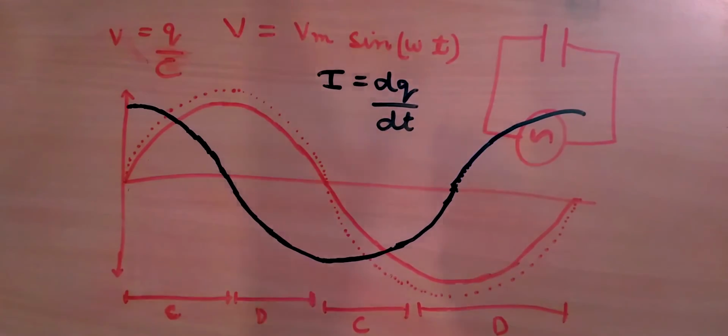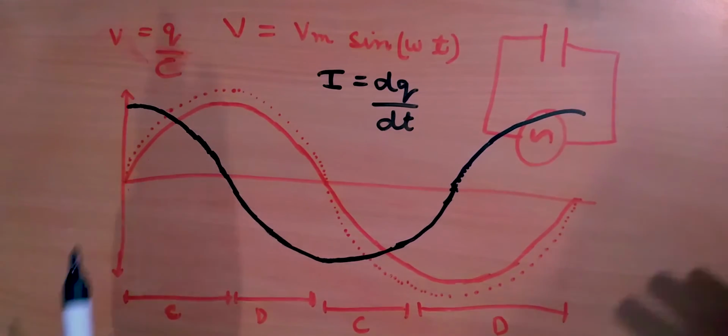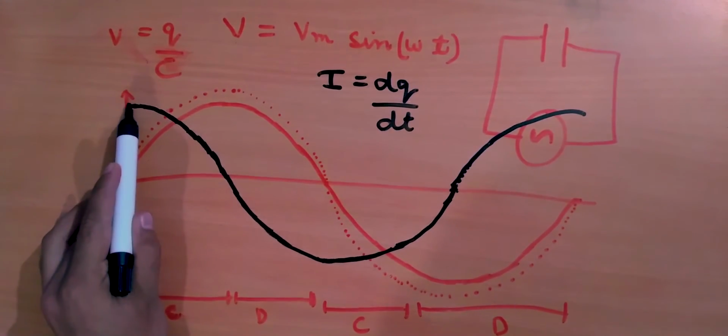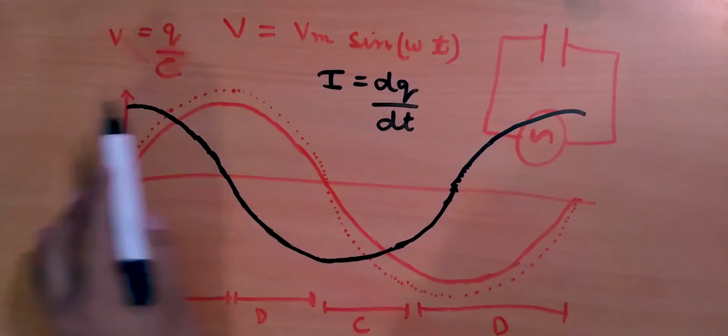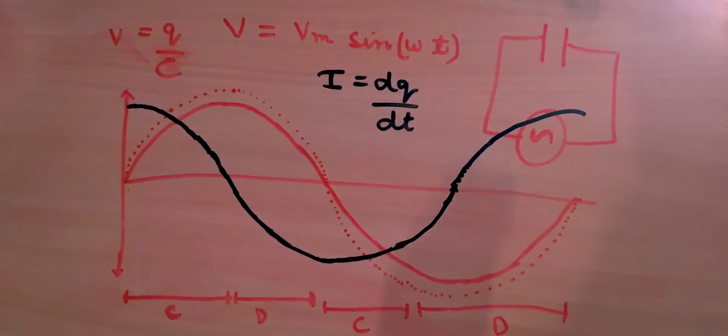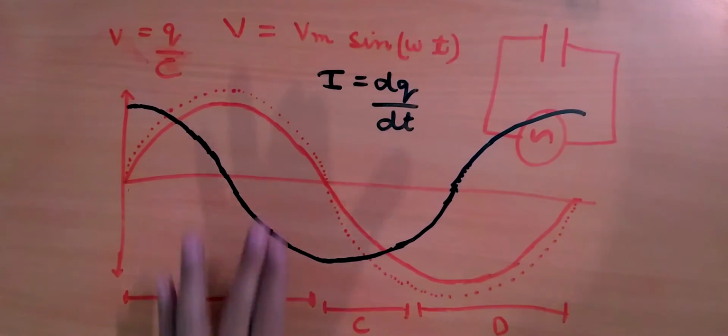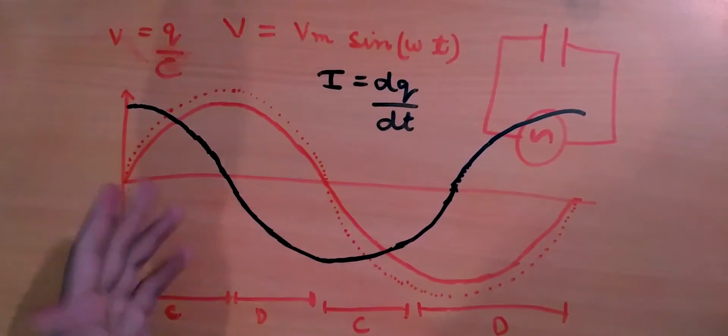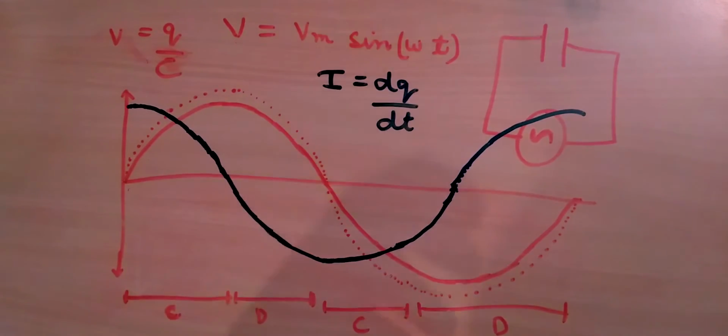And you can see that the voltage graph and the current graph are not in phase. What do I mean by them not being in phase? It simply means that the current graph and the voltage graph reach their peak at different instants in time. And you can see that actually the voltage lags the current graph by 1/4 cycle.